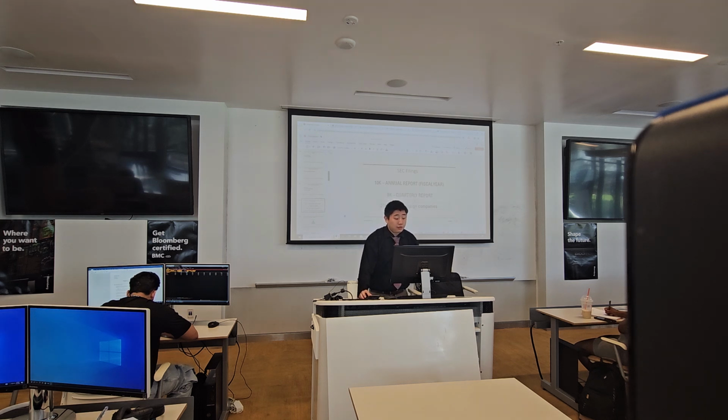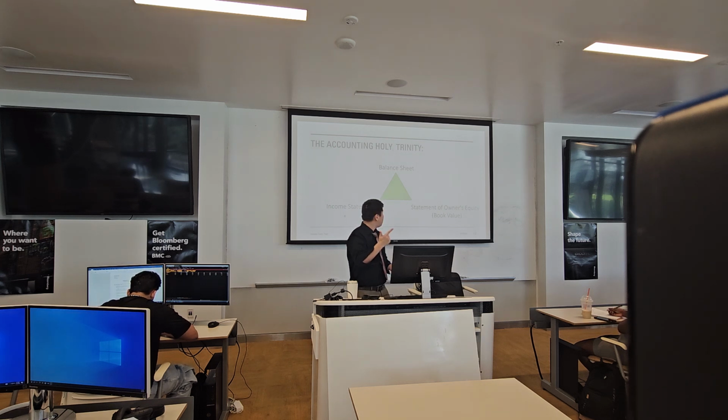So, what's inside the SEC filing? Well, it's something I like to call the accounting holy trinity. And if you are an accounting major or you took financial accounting, you would know that there's really three things in a financial statement. It's the balance sheet, income statement, and statement of owner's equity. In some circles, they call this the book value.